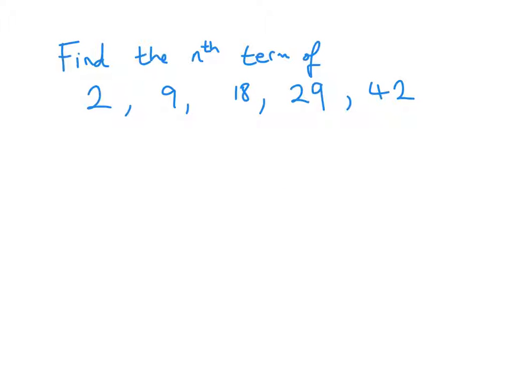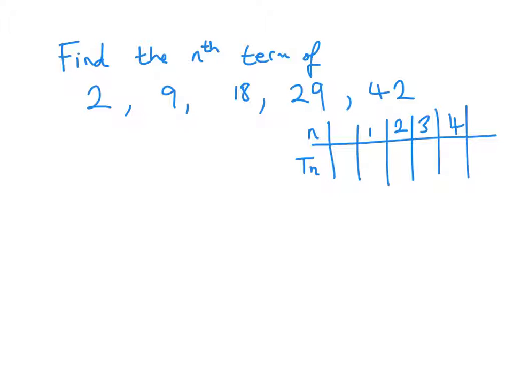Let's have a look at this sequence. That's a little bit different, and we'll see why when we draw it out in our table as usual. So if we have n and the term which corresponds: first term, second term, third term, fourth term, fifth term, 2, 9, 18, 29, 42. And let's look at our differences.